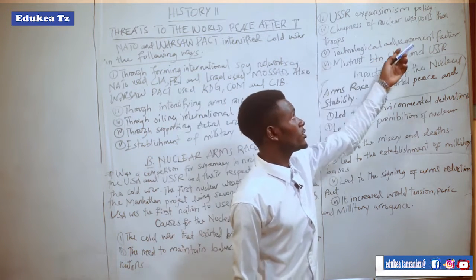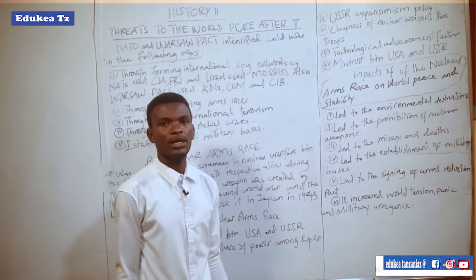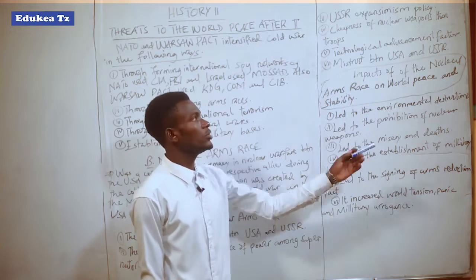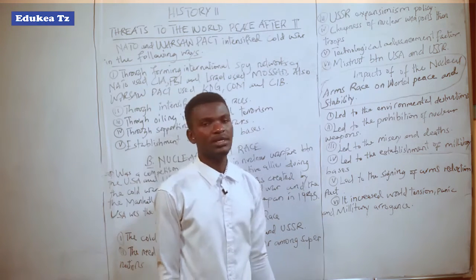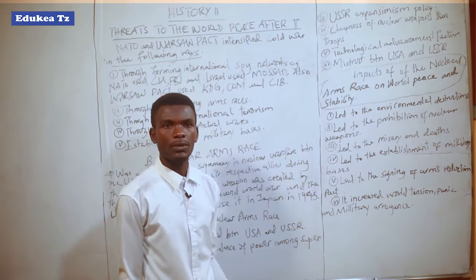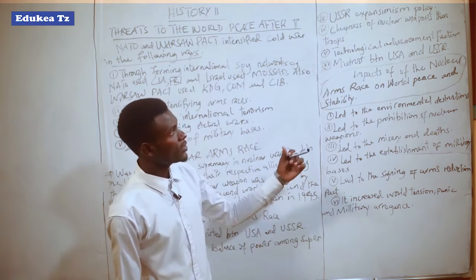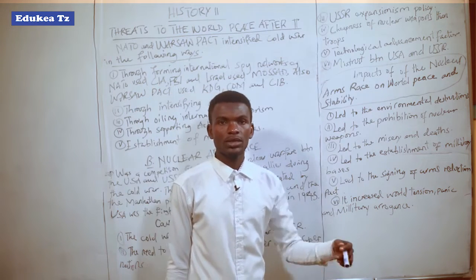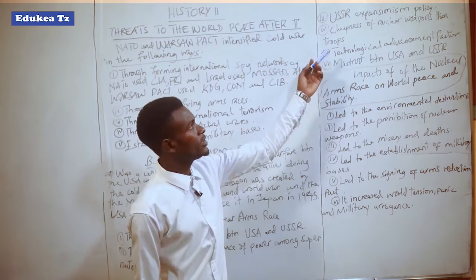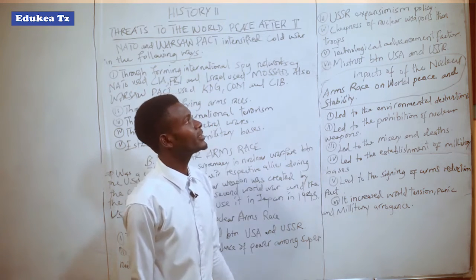Another was the cheapness of nuclear weapons compared to troops. It means that those countries, the USA and the USSR, saw that nuclear weapons were cheaper than using troops or military personnel, who needed to be paid, whereas nuclear weapons were just manufactured or developed, then stored somewhere for future use. So this was another cause of the nuclear arms race.